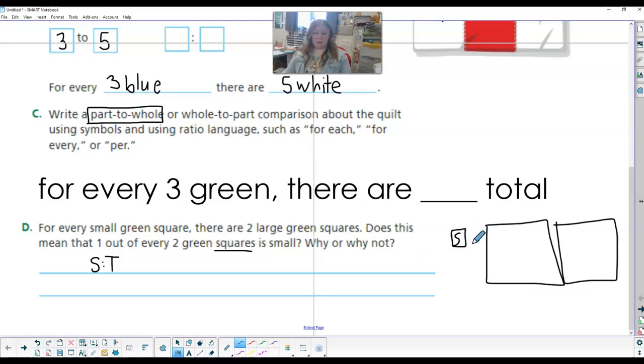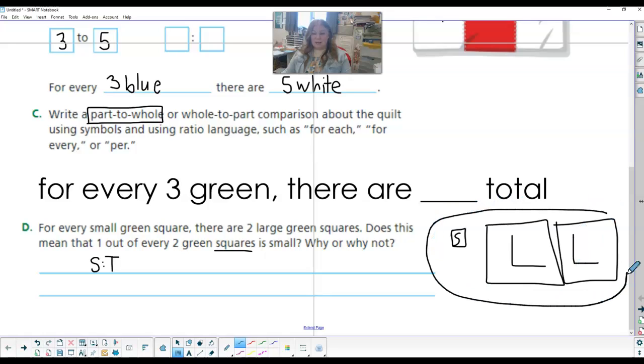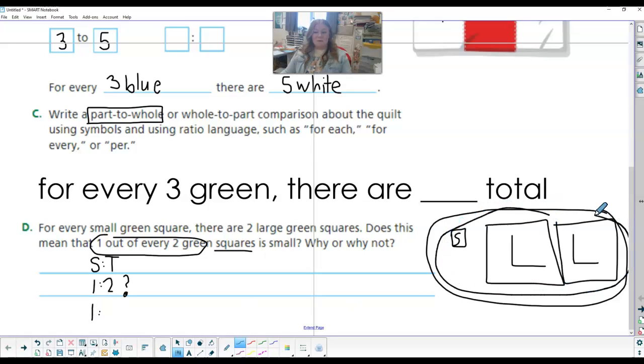So this is small, this is large, this is large. If I want the total, I need all of these. So this person is saying that this should be 1 to 2. Is that correct? Well, how many small can we see? I can see 1 small, but how many total green squares are there? There should be 3 total green squares. So this person, no, they're not correct.